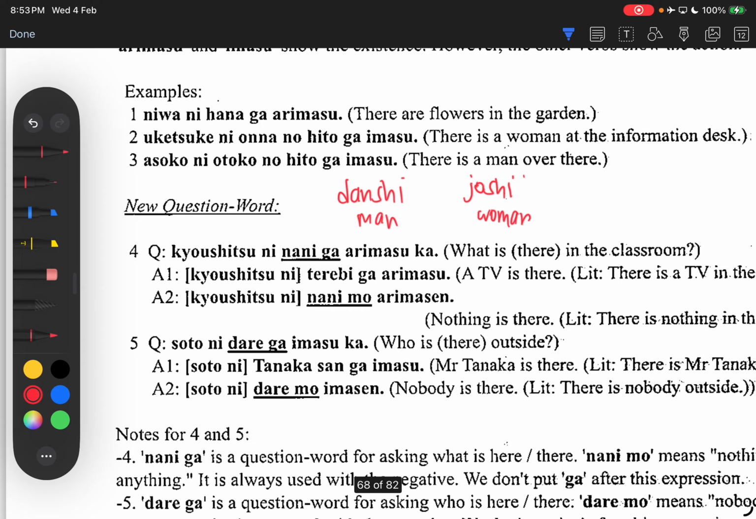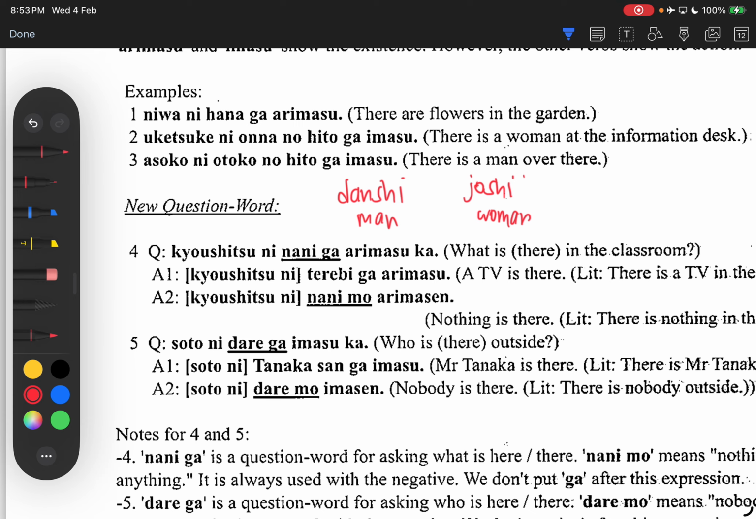Okay, back to the question. So 何がありますか? So what is there? Right? A1 says テレビがあります. So there is a TV. Now A2 says 何もありません. Means what also don't have. That means nothing lah.